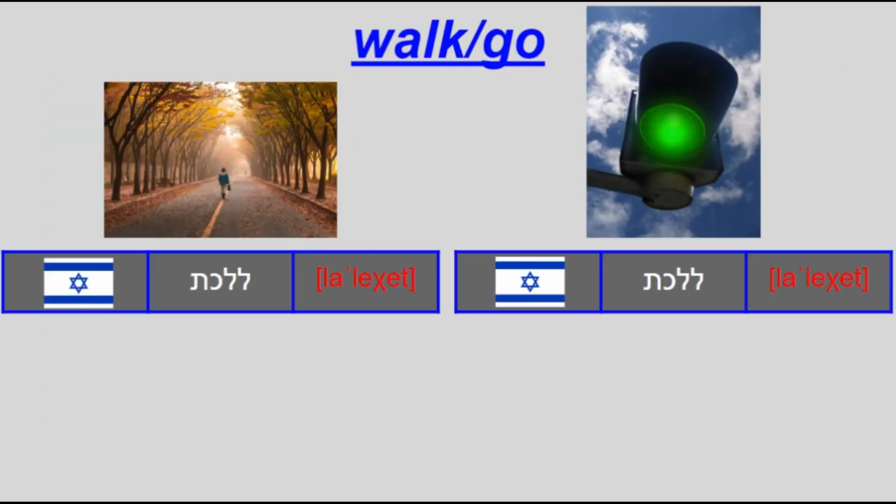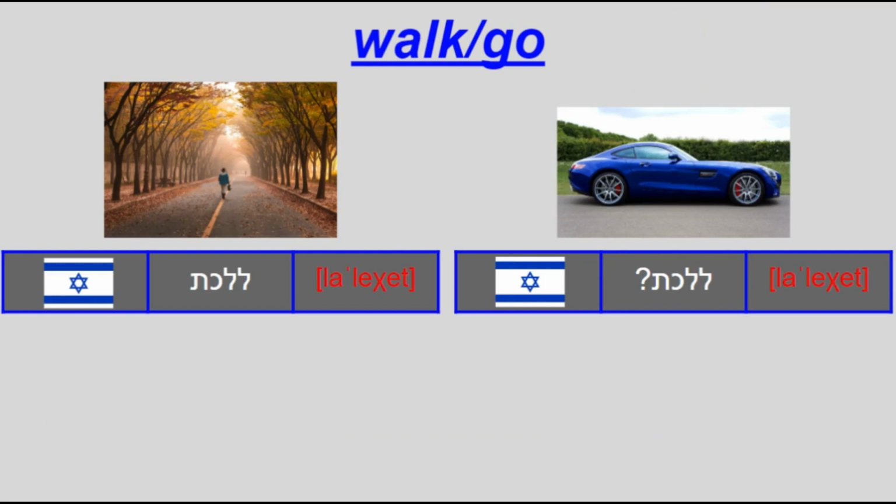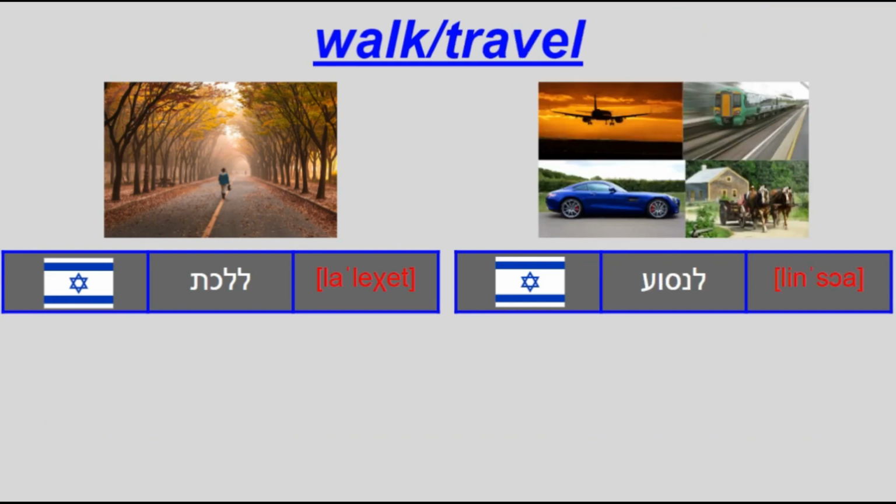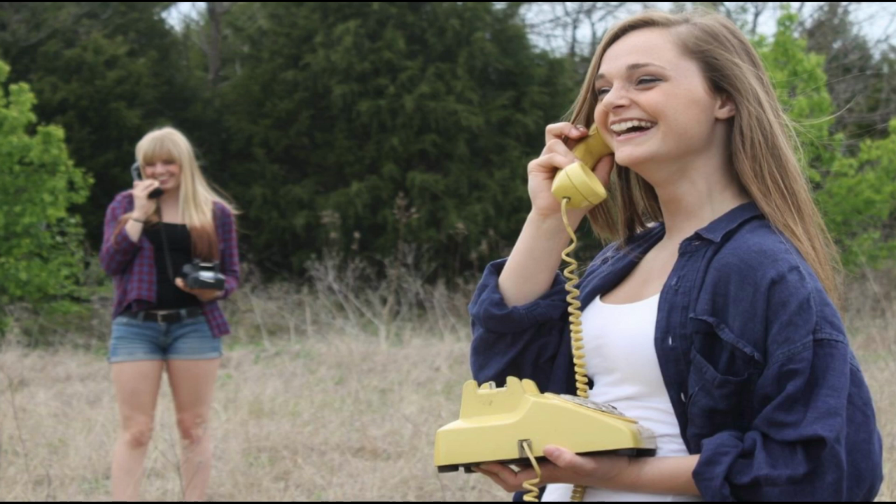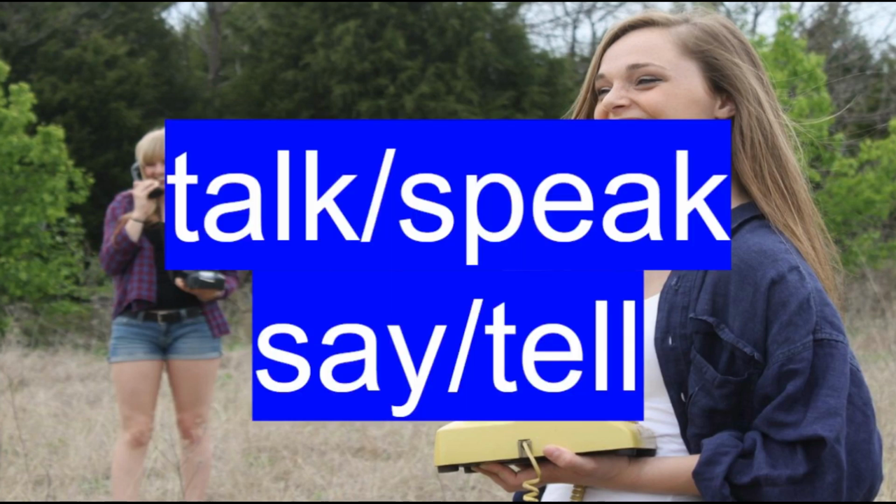Hebrew is similar, but with less complication. The verb lalechet means both walk and go, but the rule about not using it for vehicle travel isn't as strict as it is in Russian. But for that purpose, there's also the verb linsoa, which means travel. So now, less about walking and more about talking. That's right, we're about to talk about talking, speaking, saying, and telling.